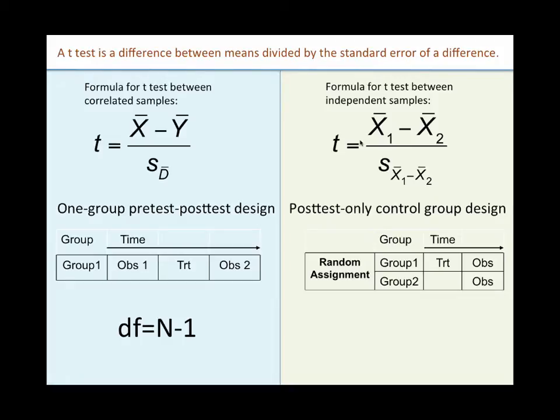However, for the t-test between independent samples, we have a degrees of freedom equal to n1 plus n2 minus 2, or the total number of people in group 1 plus the total number of people in group 2 minus 2. Well, this makes sense because we have two groups and we have different people in each of the two groups. We have, in essence, two n minus 1s that we are combining.